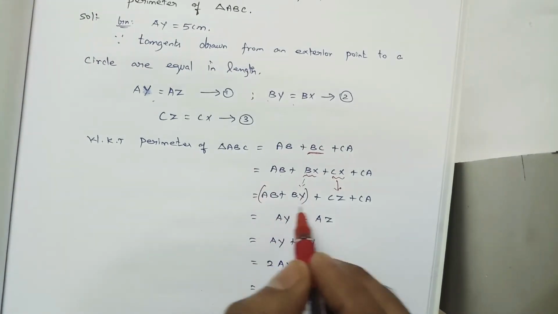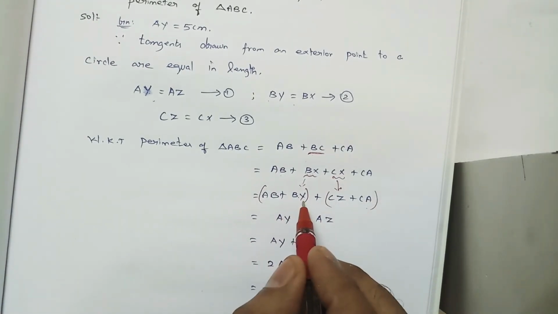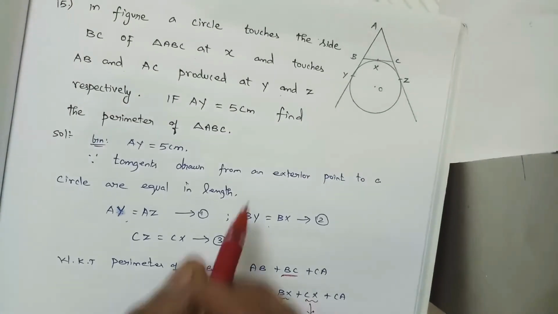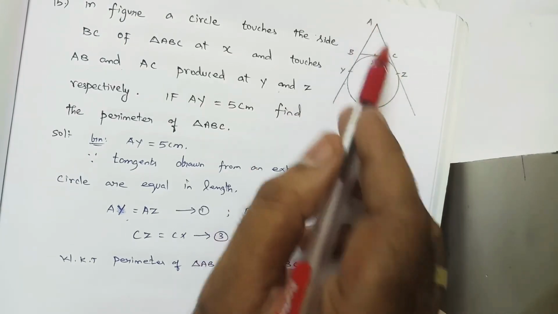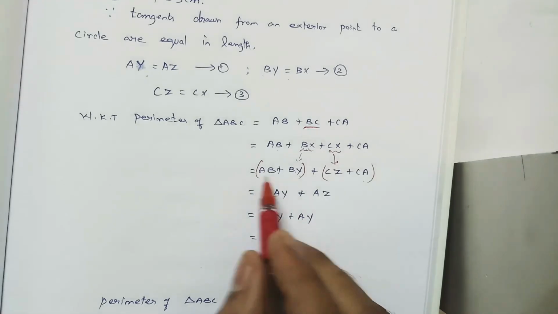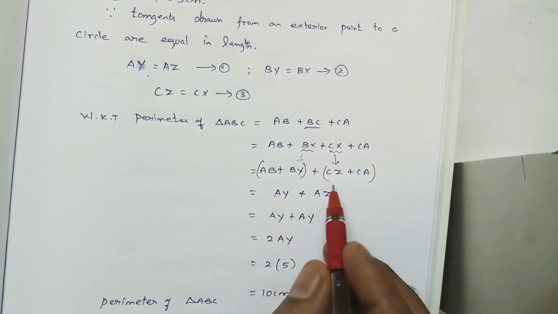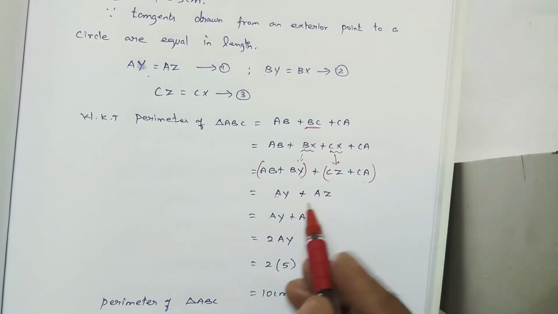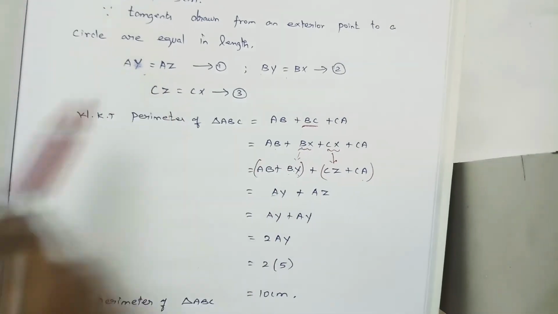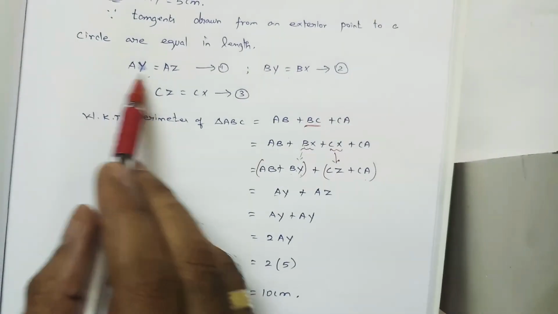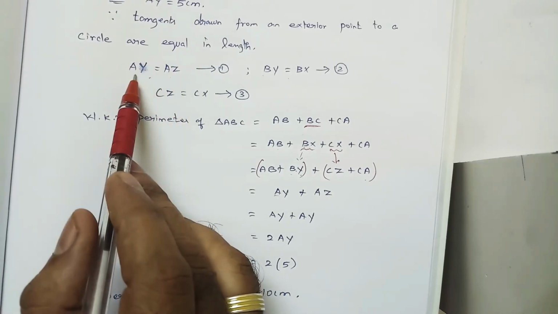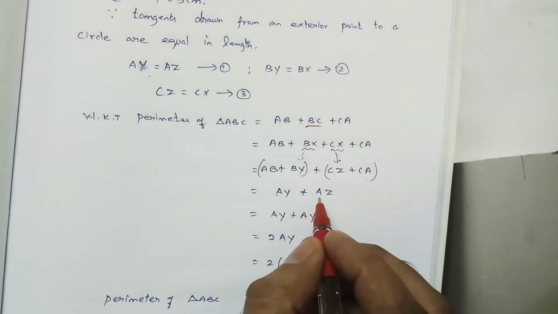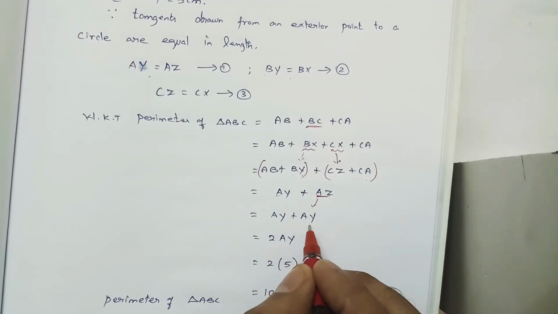So now we have AB plus BY and CZ plus CA. AB plus BY is AY, and CZ plus CA is AZ. So AY plus AZ. Already we know that AY is equal to AZ. Whether I substitute AZ for AY, or AY for AZ, both are equal. So instead of AZ, I substitute the value of AY.